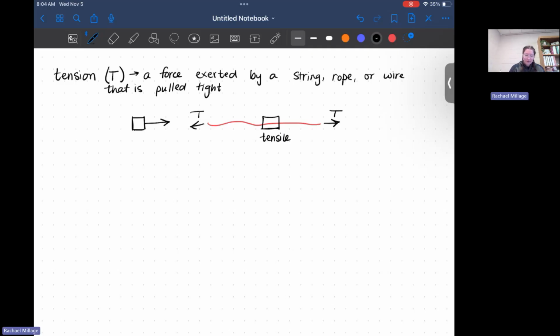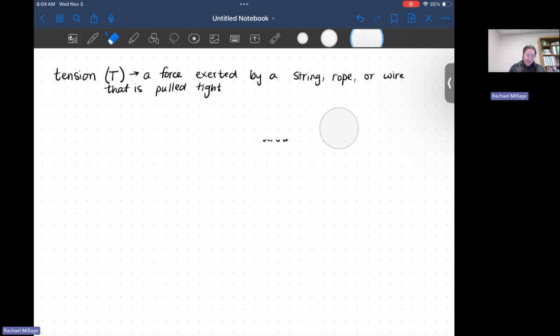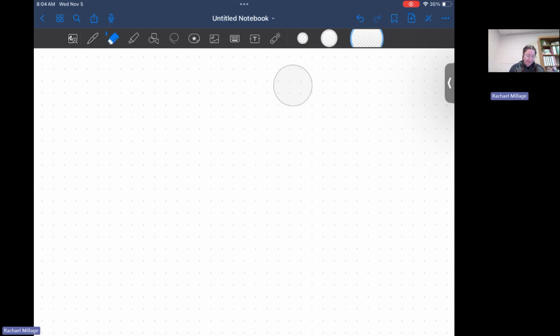Tension and tensile mean the same thing. So in an ideal string, no matter where you are on the string, you're experiencing tension in either direction. If I were to zoom in on this portion of the string, the tension or the pull would be the same even if I moved this box to the left or to the right. The tension along the entire rope is going to be the same. So we're going to start using tension in some of our free body diagrams as well.